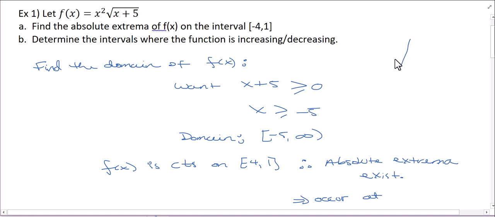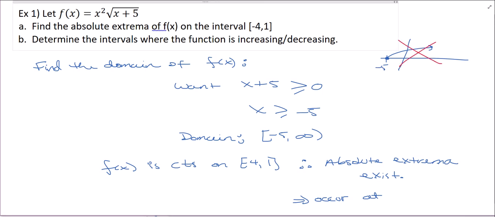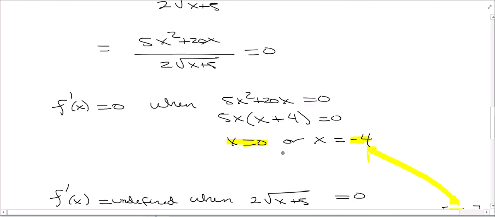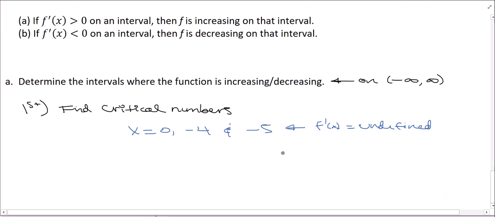If I was going to guess what this function looks like, at -5 this is just following a standard square root function, so it makes sense why the derivative is undefined there, because it's technically a corner, so it is not defined. This is not the actual graph, just an example of what it might look like, or why the derivative is undefined there. So those are critical numbers.